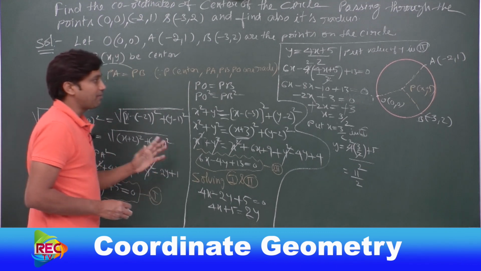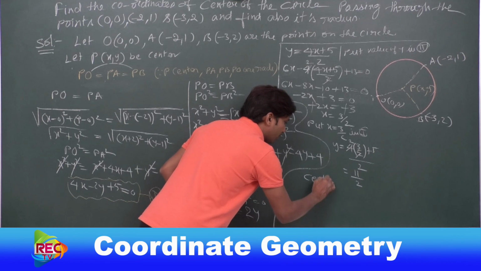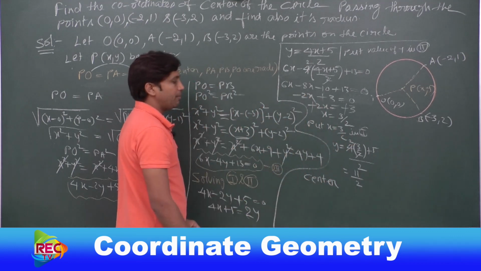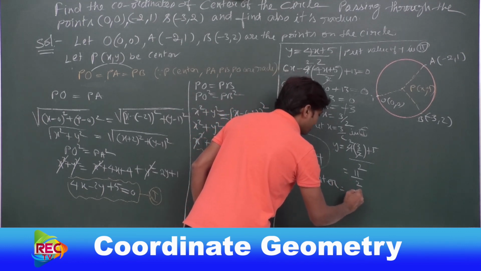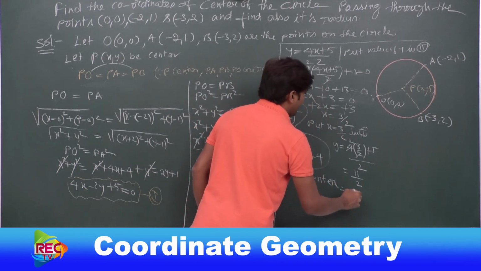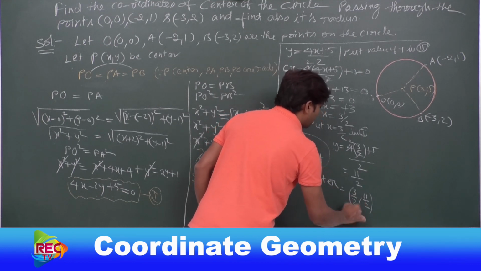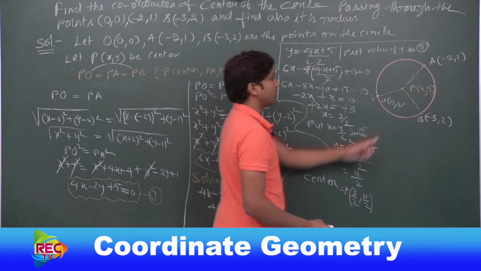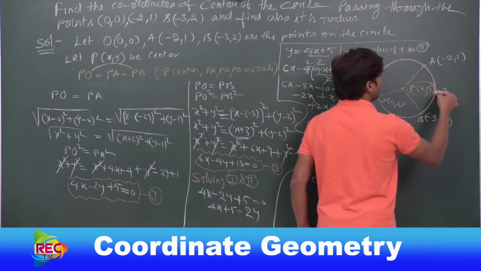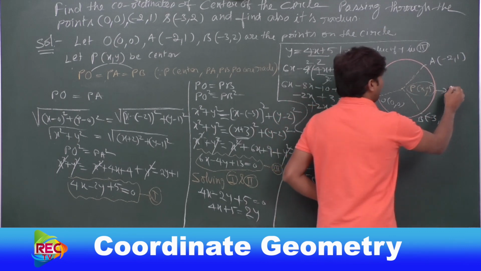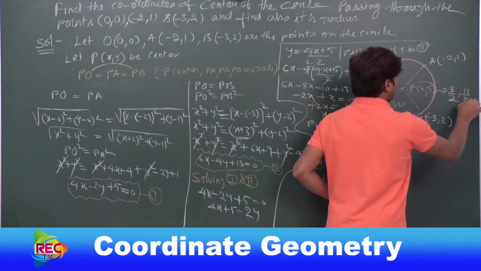So we obtained x and y values or not? Exactly. So here the center will be what? The center will be your x value 3 by 2, and the y value would be how much? 11 by 2. Just now we obtained it, and this point is P, the center P. So this center point P is 3 by 2 and 11 by 2.